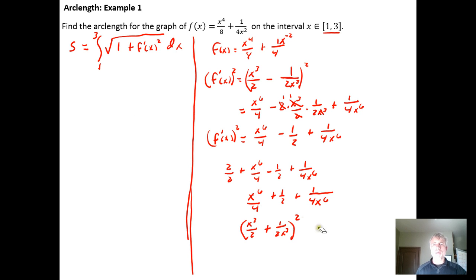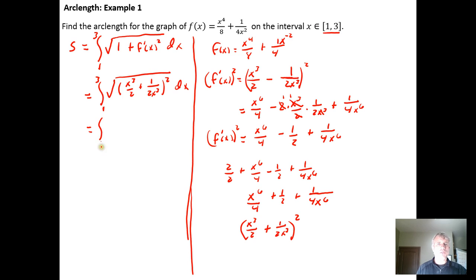This is my scratch work here. I'm ready to pop this result underneath the radical sign. So the arc length is equal to the integral from 1 to 3 of the square root of x cubed over 2 plus 1 over 2x cubed, all squared, dx. And the square root is going to cancel the squaring, and I don't need to worry about absolute value signs because the sum in here is positive for all x on this interval.